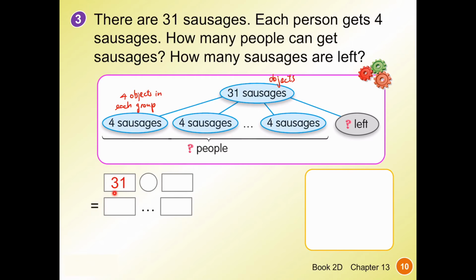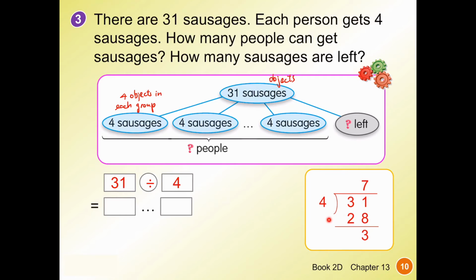So we put the total number of objects, or sausages, as the dividend. And this time, because we're trying to find the number of groups, we would put the number of objects in each group as the divisor, so 31 divided by 4.